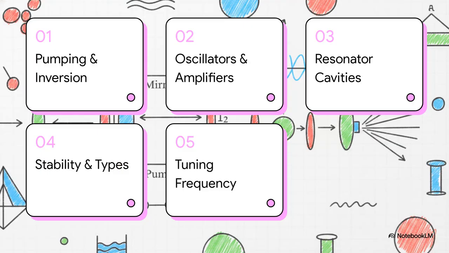Here is our roadmap. 1. Pumping and population inversion. 2. Oscillators versus amplifiers. 3. Laser resonator cavities. 4. Cavity stability and types. And 5. Tuning the resonance frequency.